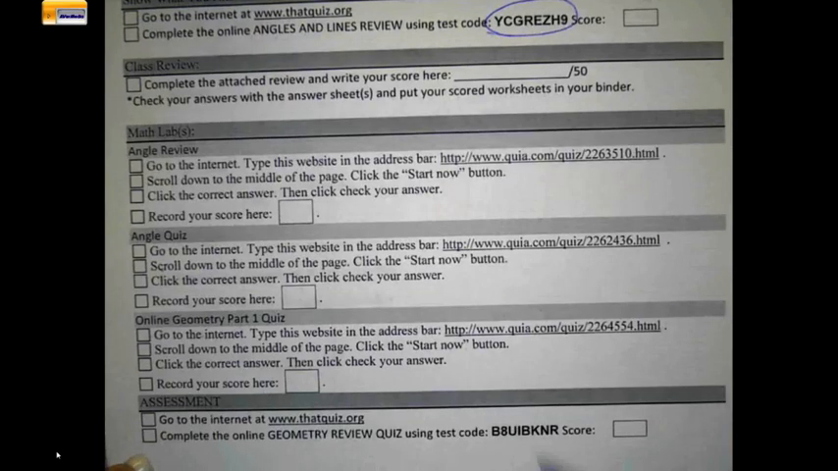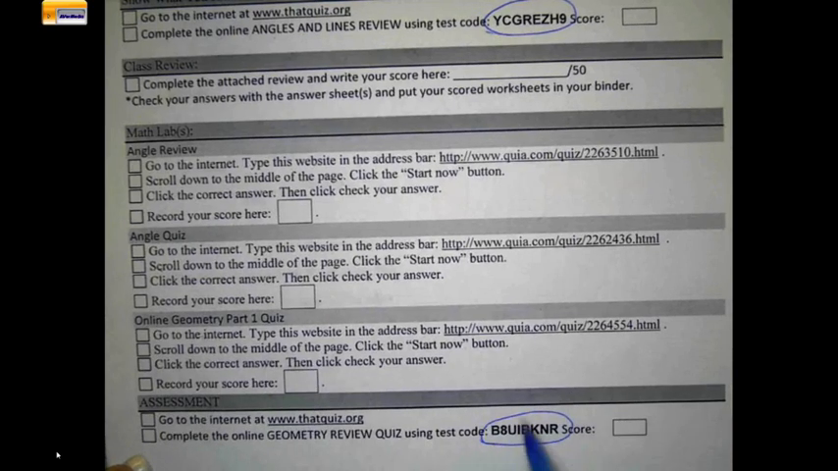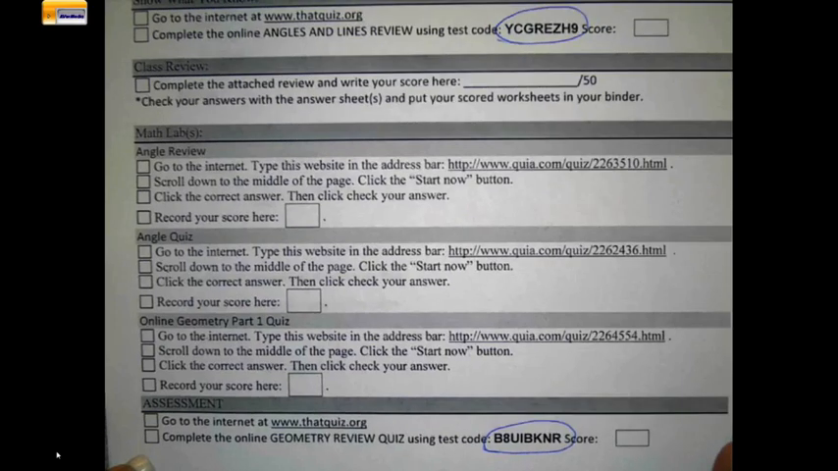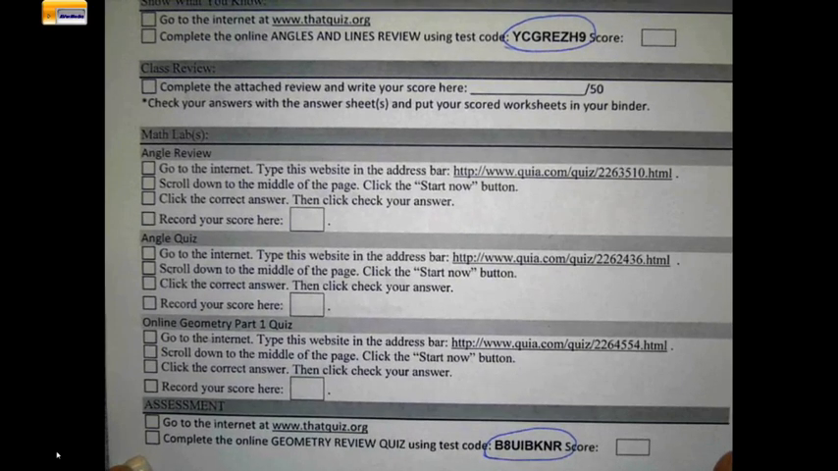YCGREZH9, and the review, which is B8UIBKNR. So you have quite a bit to do today, even though your packet's not that thick.